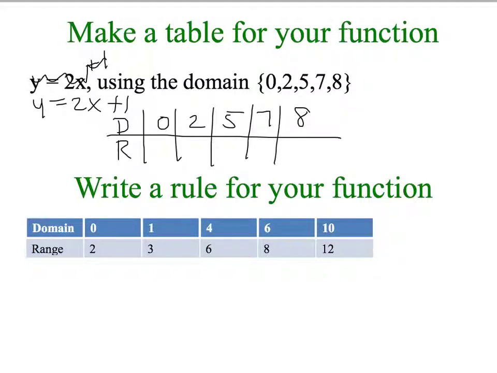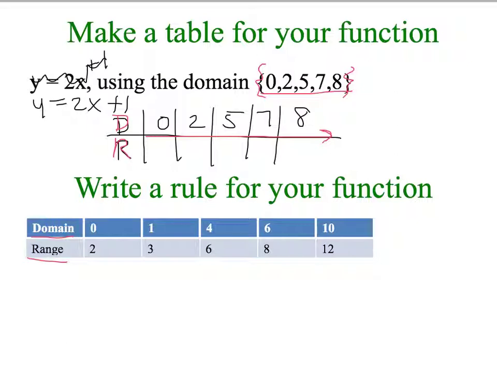To set up your table, you should have domain and range, just like the ones we've seen before, and like this one you see below. Then you want to list your domains across like this. So your domains are 0, 2, 5, 7, and 8, as given right here. And whenever you see domains, you should put a bracket around them. Sometimes the book won't, but I would like you to do it.